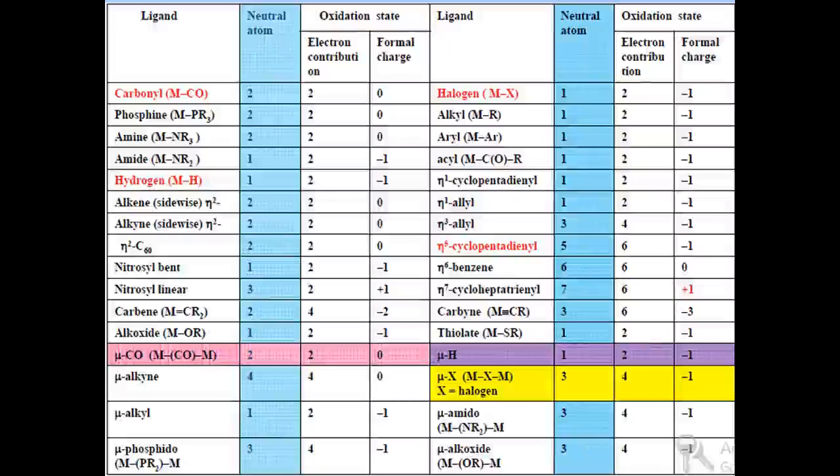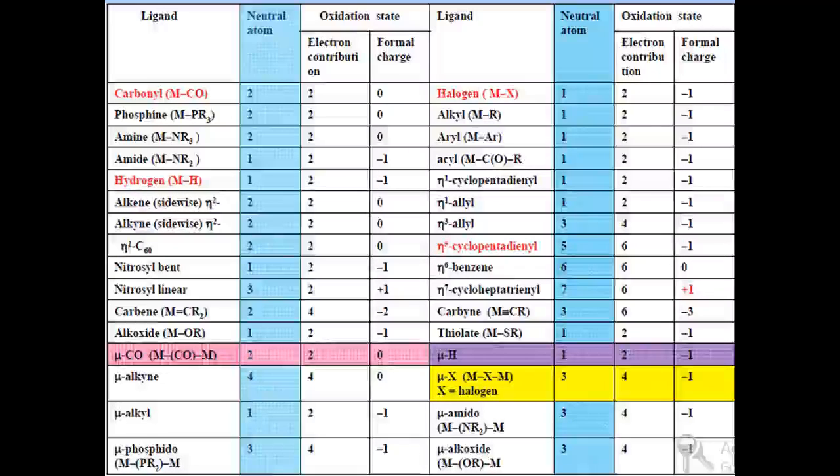Here there is a tabular column which shows the ligands along with the electron donation capacity of ligands in neutral atom method and oxidation state method. So let us see one by one. First we see about carbonyl. In the case of oxidation state method, it contributes 2 electrons, and there is no formal charge in the case of carbonyl, which is just a neutral ligand. Similarly, phosphine also contributes 2 electrons and no formal charge.